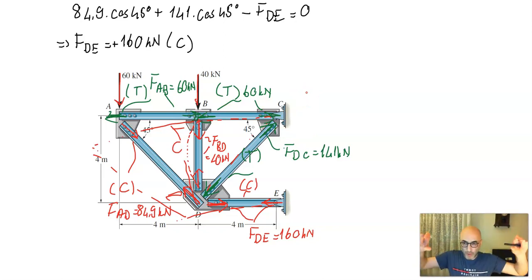So the top chord, FAB and BC, will be under tension. The diagonal FAD will be under compression, the bottom chord DC will be under compression, and the middle vertical one will be under compression, and lastly this diagonal one will be under tension. So this explains and justifies our findings. This concludes the solution of our problem. Thanks for listening.